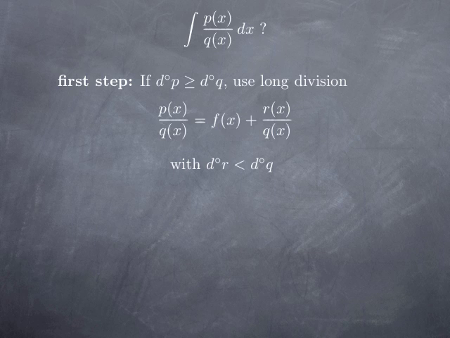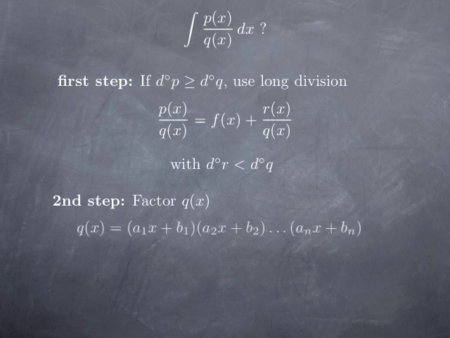And that reduces the problem to integrating a partial fraction where we have this property that the degree of the top is less than the degree of the bottom. Then we factor the bottom part, q of x, and in this video we focus on the case where the factorization contains only non-repeated linear factors. So none of these factors are the same.